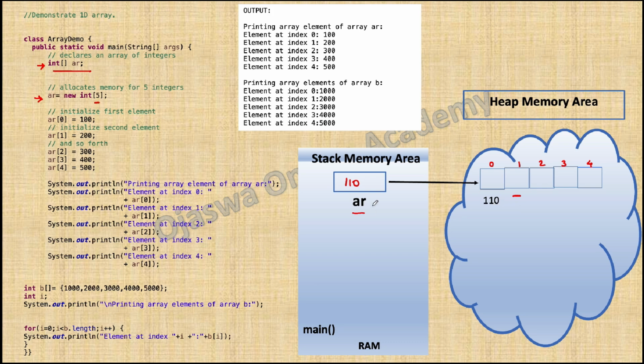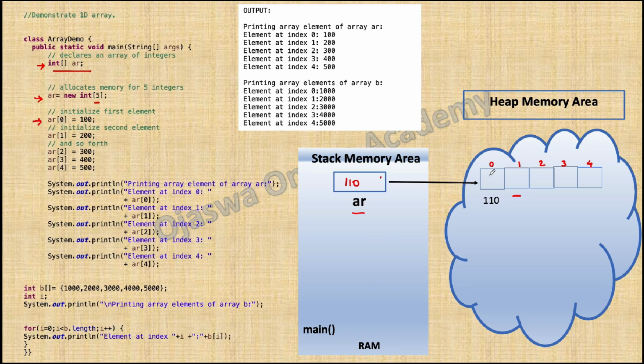So this is the pictorial representation of an array inside the memory. You have a reference variable on the stack memory area. An array object is created on the heap memory area of whatever size you have mentioned. Here I have mentioned size 5. So 5 contiguous slots of memory will be allocated to this array.